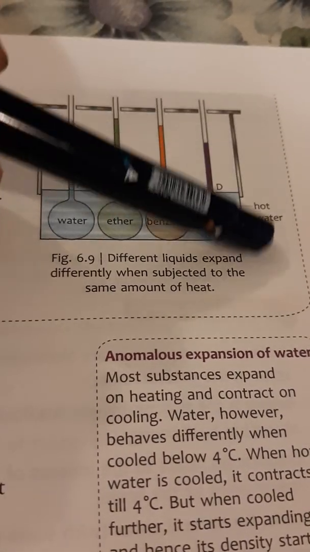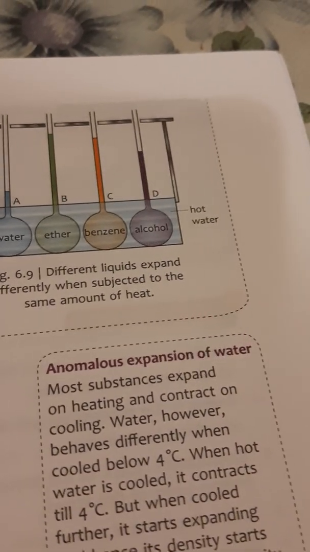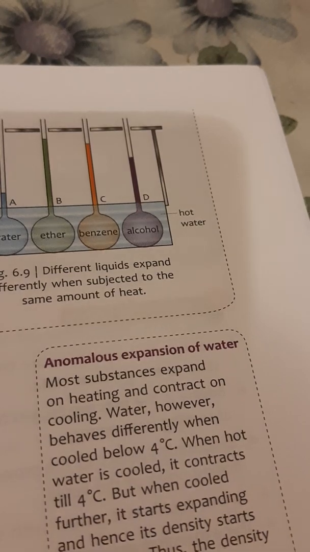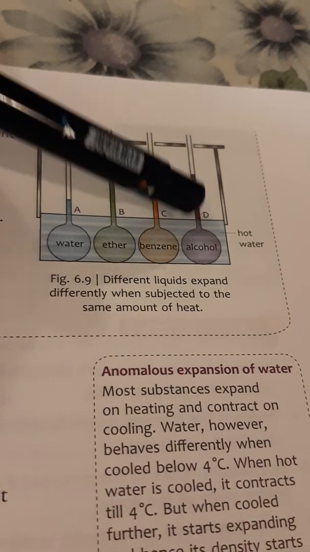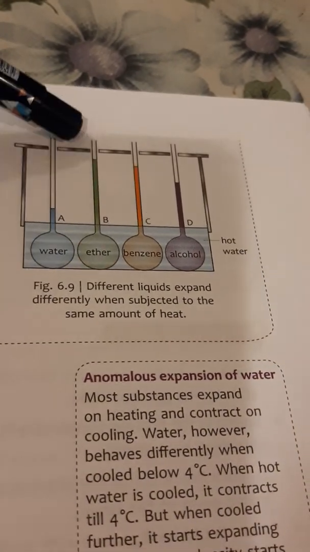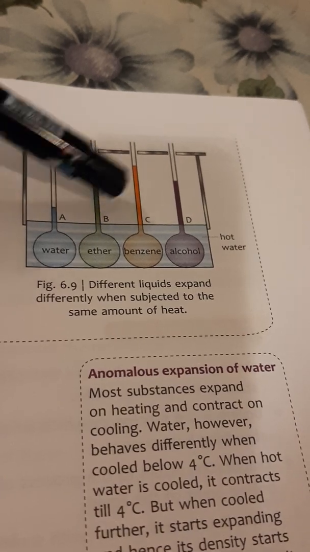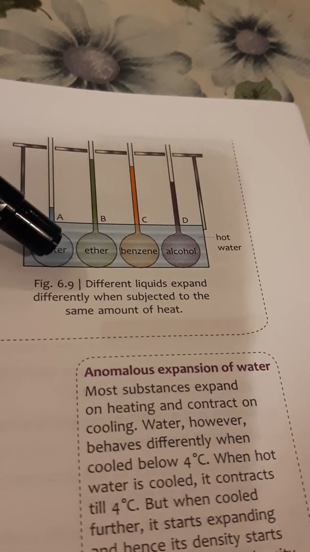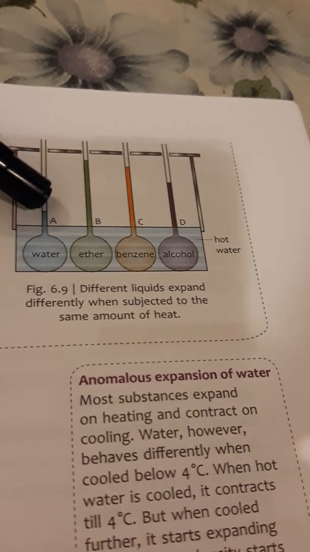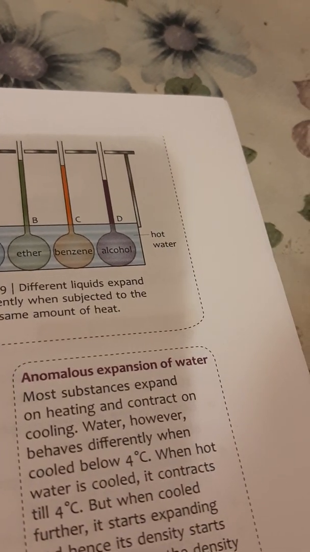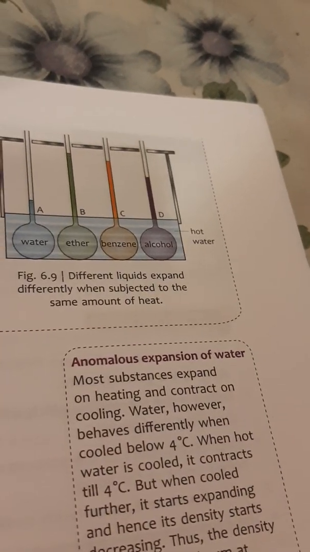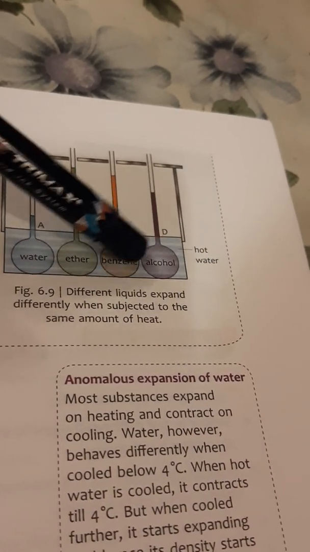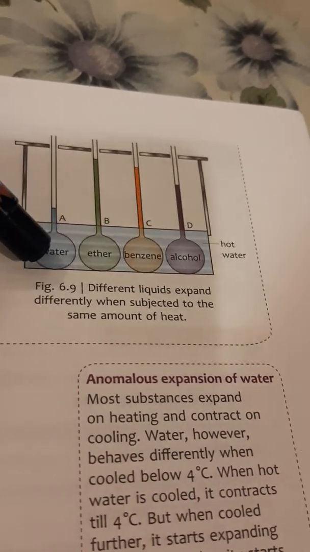Now see, it is a trough in which four round bottom flasks are placed, and each round bottom flask is labeled as A, B, C, D, having different liquids in it. Now round bottom flask A has water, B has ether, C has benzene, and D has alcohol. Now they are all put in a trough in which there is hot water placed.